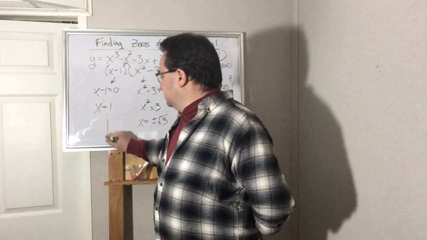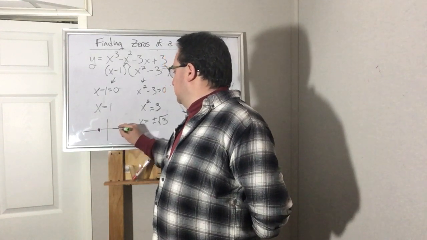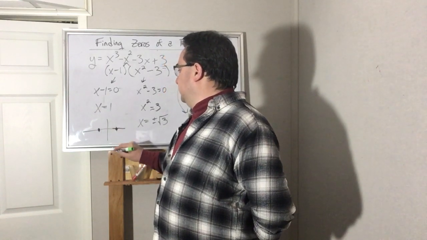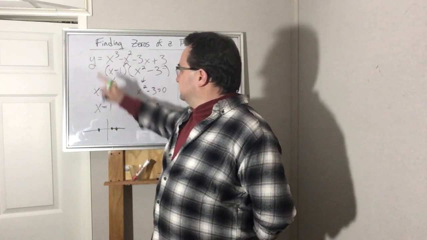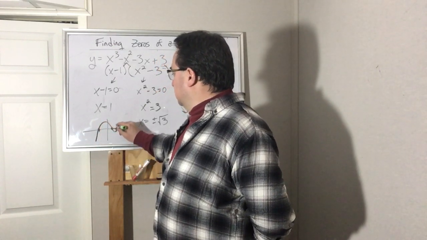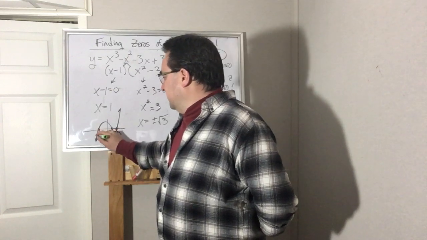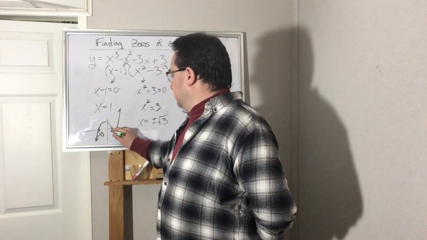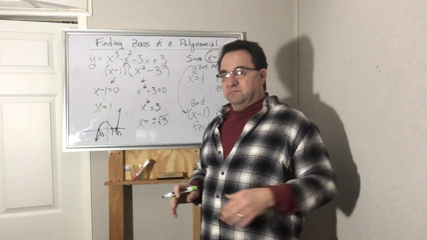So if I do a quick sketch, I would have minus the square root of 3, plus the square root of 3, and 1. And this is positive and odd, so this is going to start low and end high. So this would be positive root 3, negative root 3, and positive 1 right there. So that's just a real quick sketch to tie it in with what we've been doing.